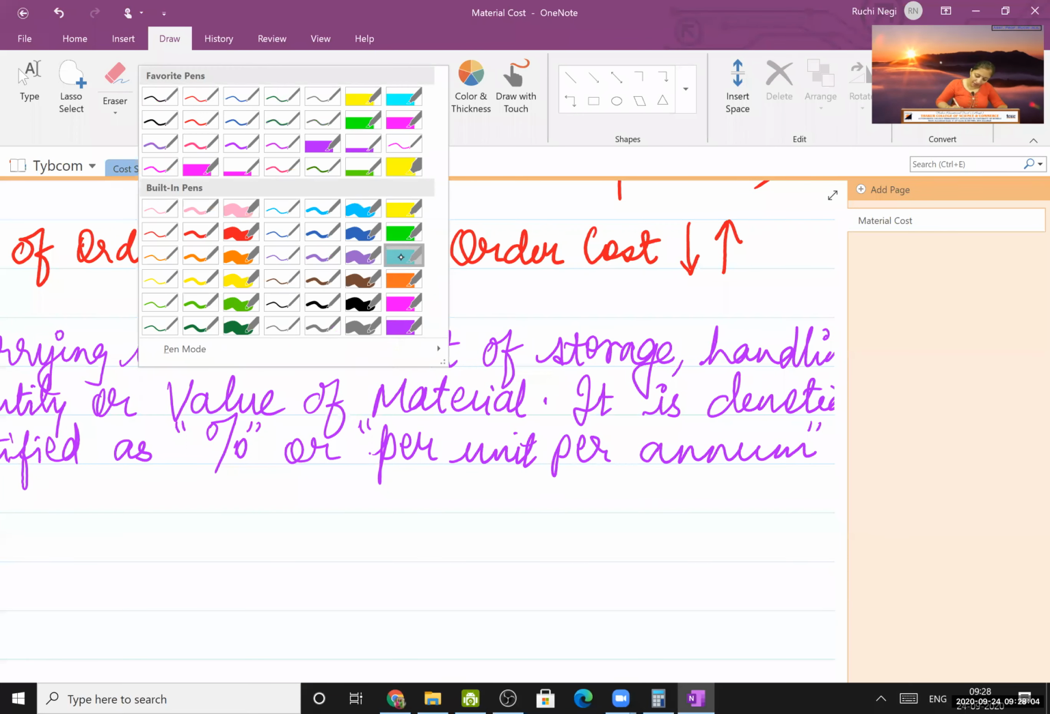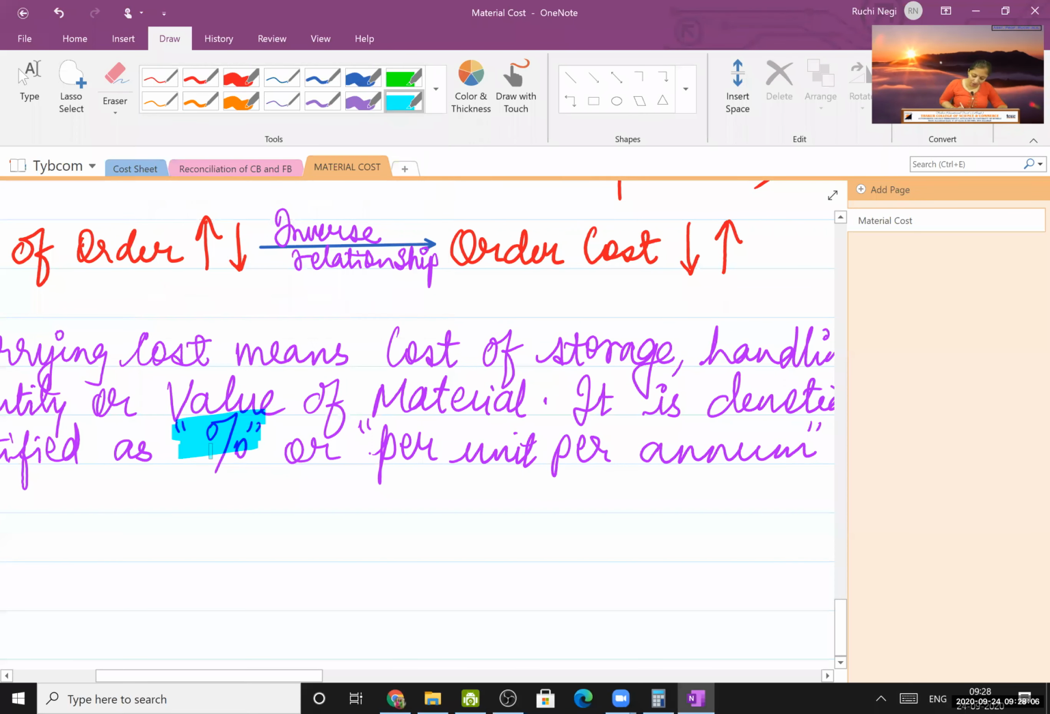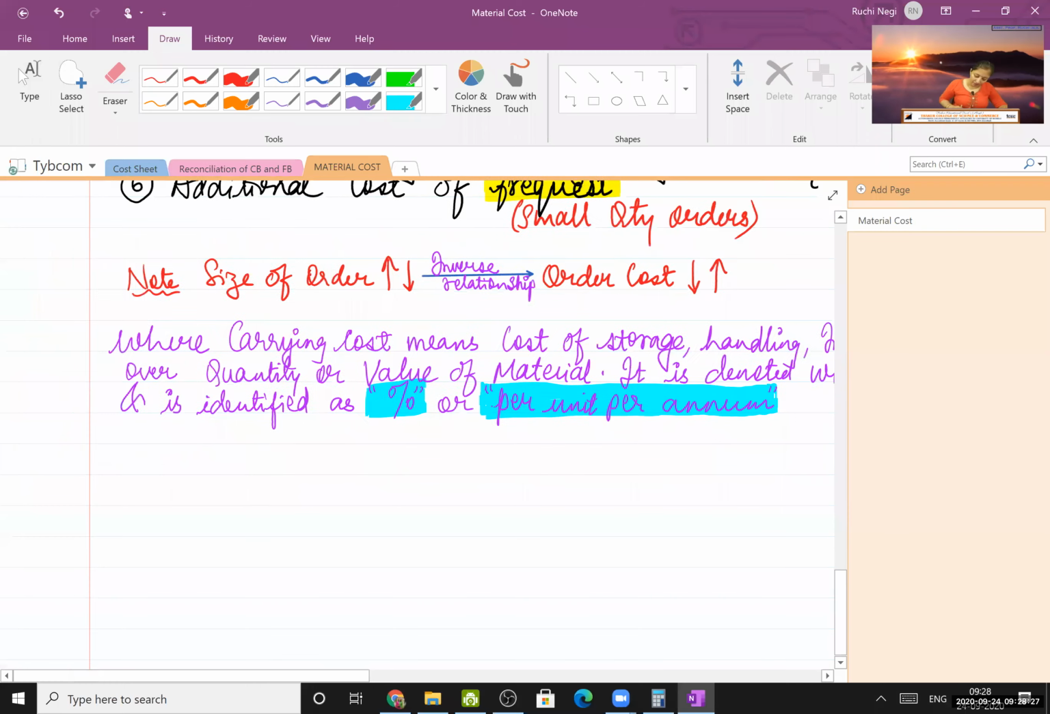In the exam, how will you identify that it's a carrying cost? Either a percentage will be given or this phrase will be given: per unit per annum. Okay, so in this sum, this is how we are going to identify. Okay, next.